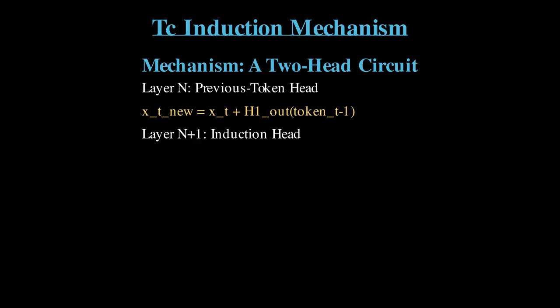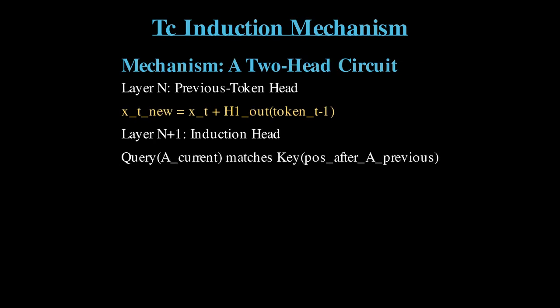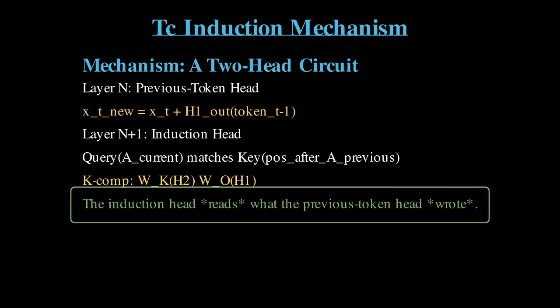The induction head's query for A will therefore match the key at the position right after the first A. This is a direct result of K composition. The induction head's key projection effectively reads what the previous token head wrote. Once attention focuses on that position, the OV circuit simply copies its token forward.